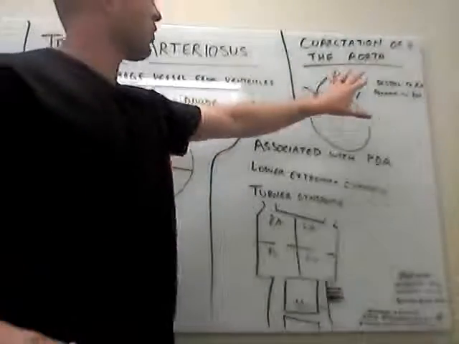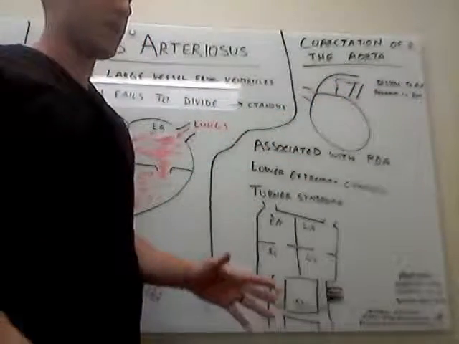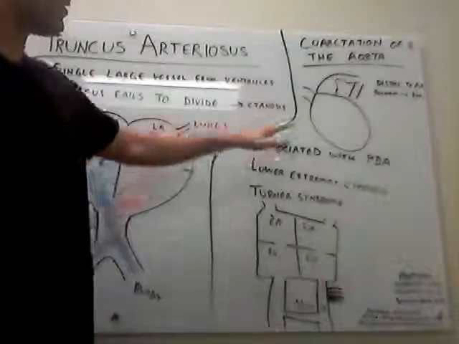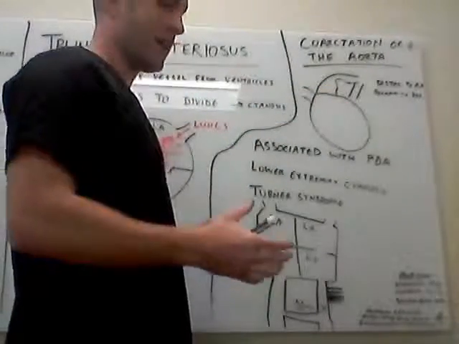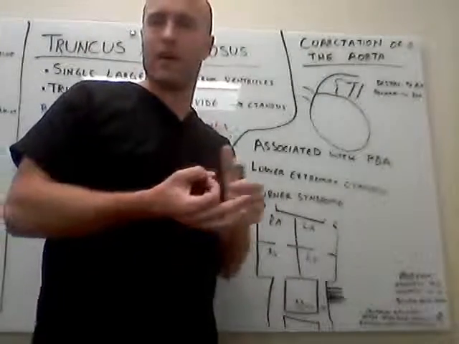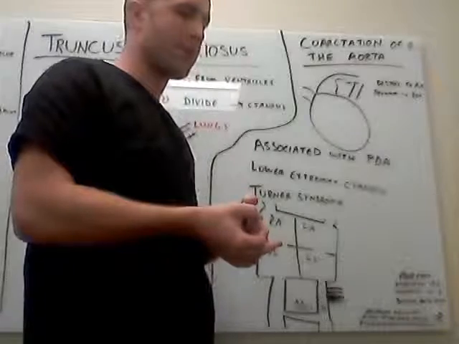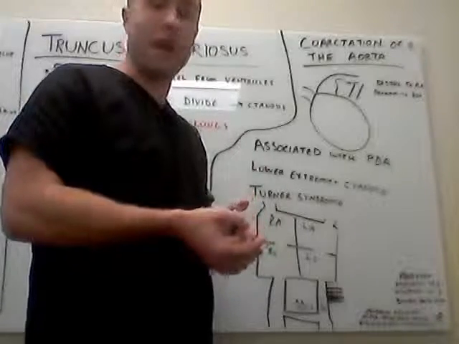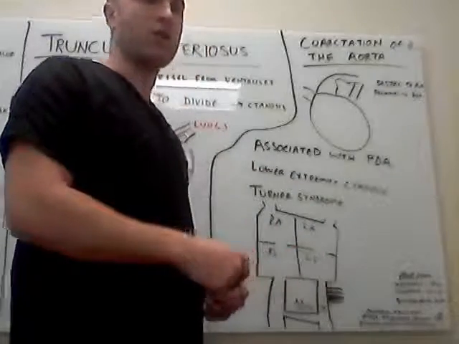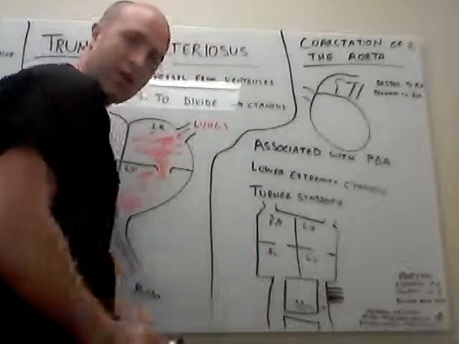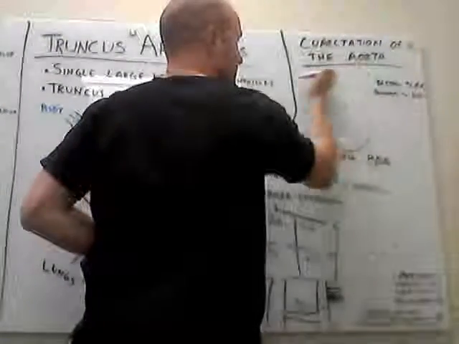So starting off here with coarctation of the aorta, essentially what's happening here is that the aorta is going to have a narrowing, basically right after the arch of the aorta, right before the patent ductus arteriosus, but right after the arch of the aorta. So in other words, if I'll erase this and kind of show it right here.